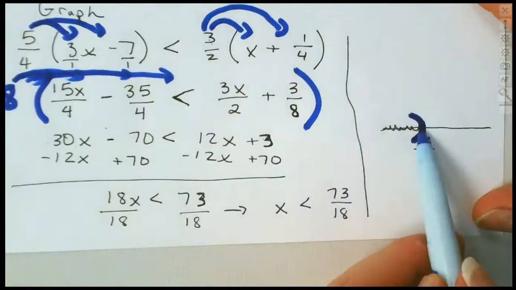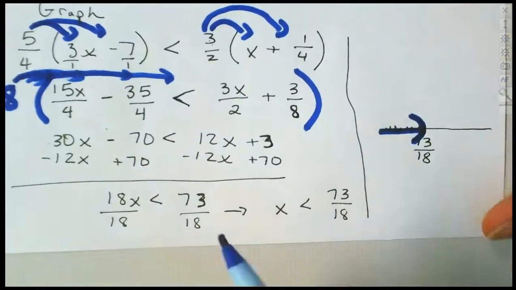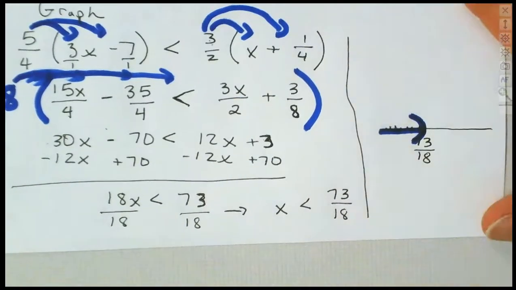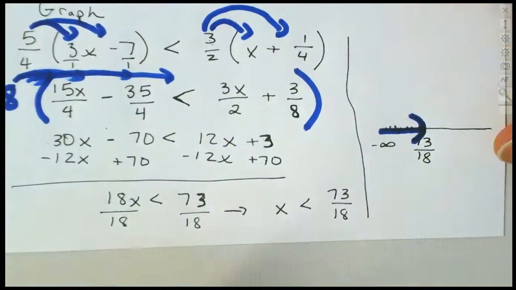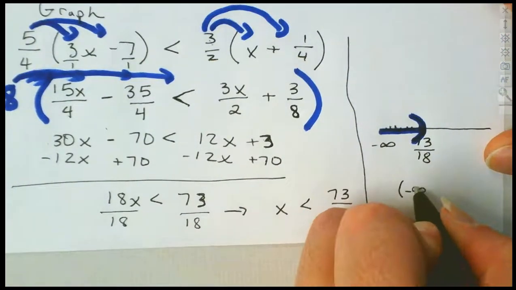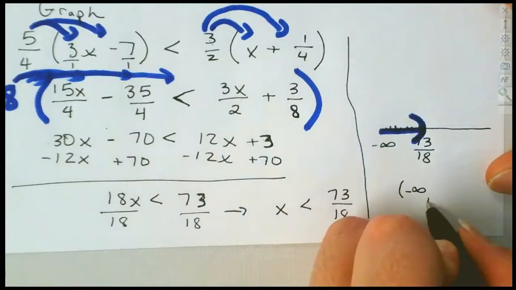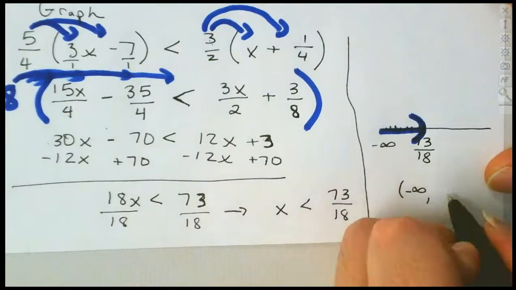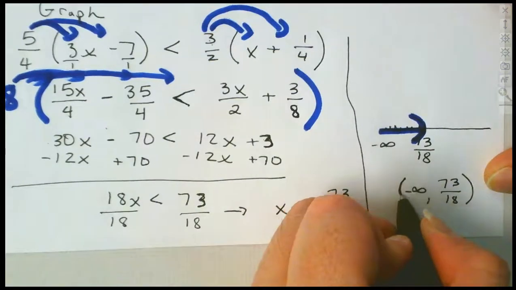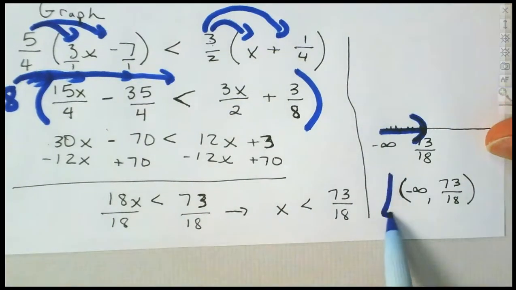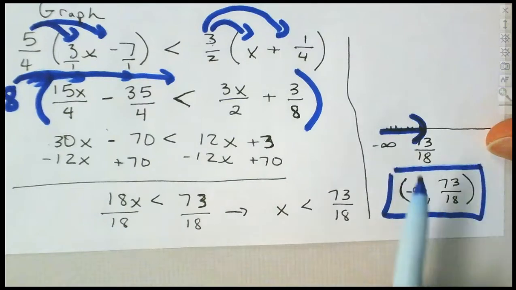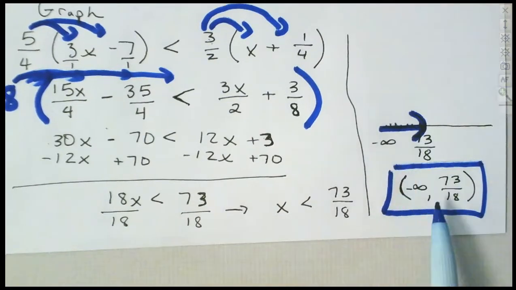And which way does it go? Out to the left. When it goes out to the left, where is it going? It's going to negative infinity. So what would my answer look like? Negative infinity with parentheses. Where does it go? It goes to 73 over 18, also with parentheses. So that would be your final finished answer in graphical form and also in interval notation.